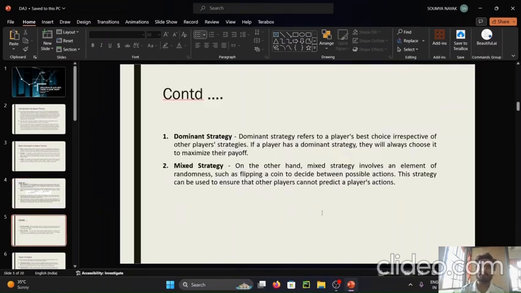Moving on to the next topic, we have dominant strategy and mixed strategy. What we mean by the dominant strategy is the player's best choice irrespective of the other player's strategy. So here there is no need to consider the strategy of the other player. We are not affected by the other player's strategy, but we choose the best possible strategy that is effective for us. And what is the mixed strategy? The mixed strategy is about randomness, such as flipping a coin to decide between possible actions. The strategy can be used to ensure the other players cannot predict the player's action.